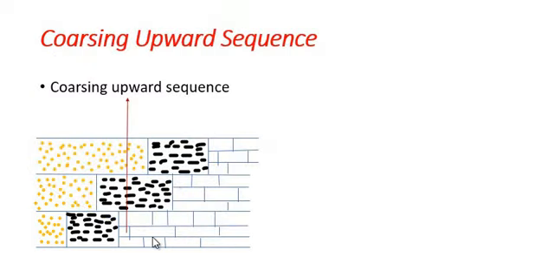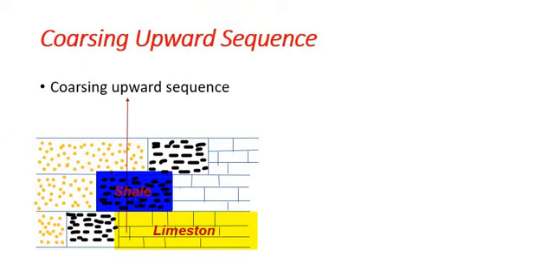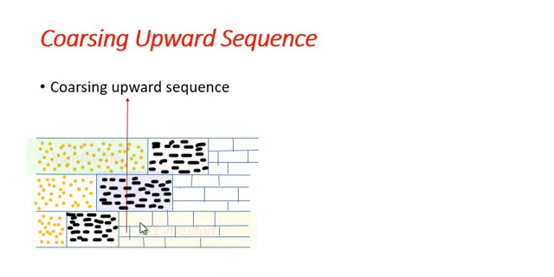When finer sediment are at the bottom, above which coarse, then coarser, and so on. In this case, the grain of limestone is finer than the grain of shale, and the grain of shale is finer than the grain of sandstone. So coarsening upward sequence. Coarsening upward sequence is opposite to fining upward sequence.